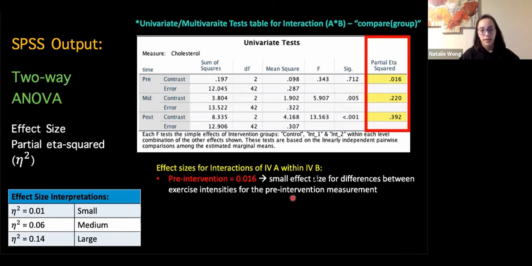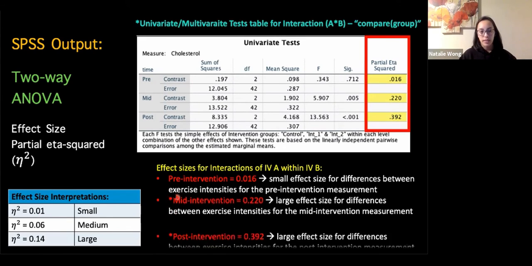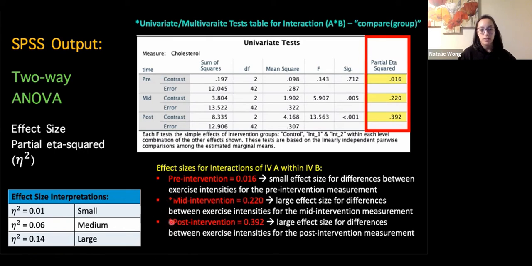So that would be our respective interpretation. I put an asterisk next to the mid and the post interventions because usually I ask you guys to only report the effect size or effect sizes for the significant interaction pairs. If we go back to our pairwise comparisons, we had significant differences in the mid and the post groups specifically, or between those two time points.